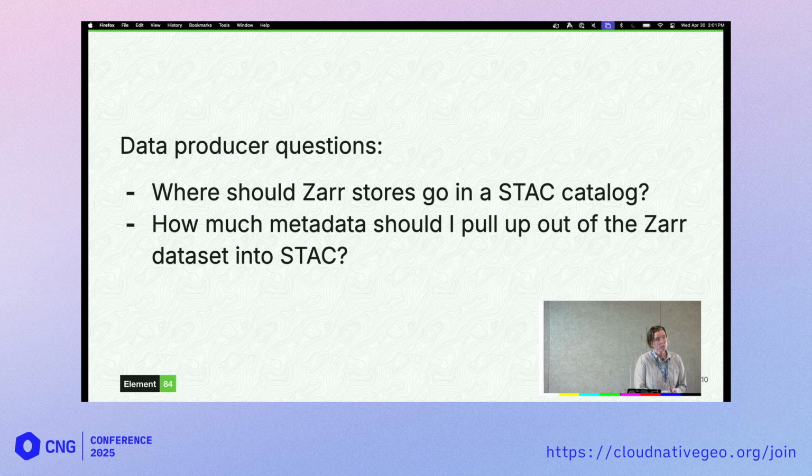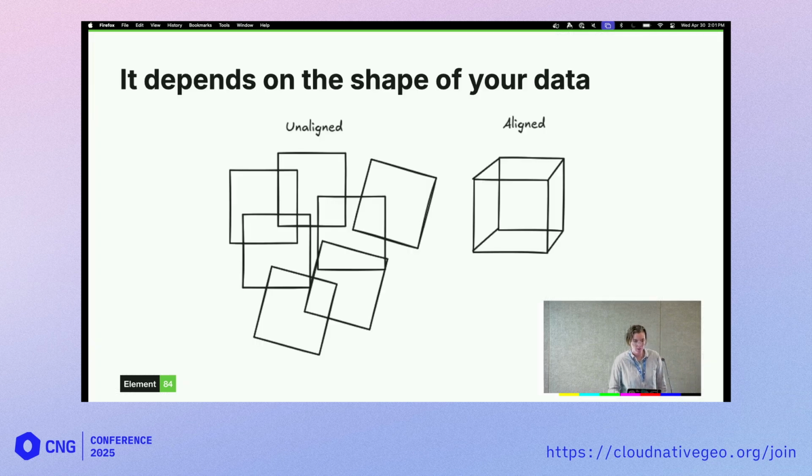Some data producer questions might be, where should Zarr source go in a STAC catalog? And how much metadata should I pull up out of Zarr into STAC? And I think it depends on the shape of your data.